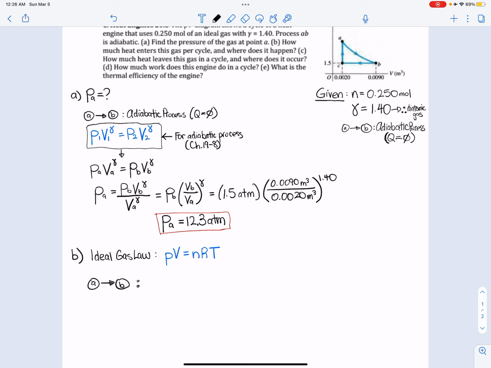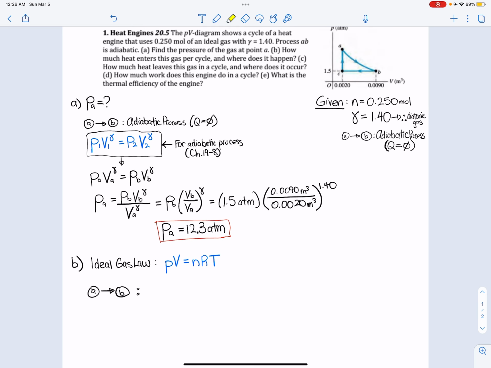Well, it was given that from state A to B, process AB is adiabatic, right? That's given in the problem. So because it's adiabatic, I already know there's no heat transfer, because that is what adiabatic means. Q is equal to 0. There's no heat transfer in that process.